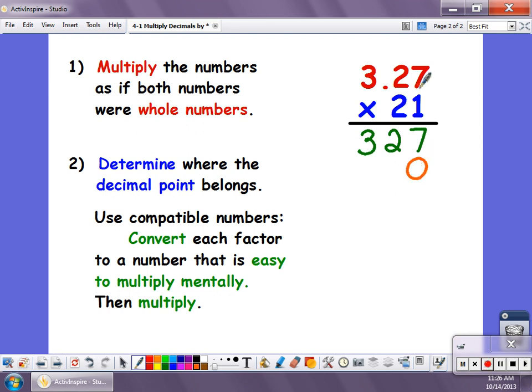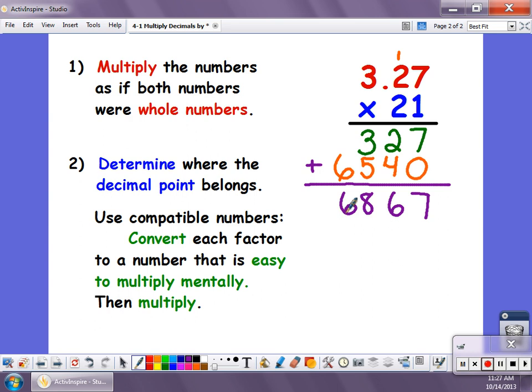Then we can just multiply it as if it was a 2. So 2 times 7 is 14. 2 times 2 is 4, plus 1 is 5. And 2 times 3 is 6. The last thing I want to do to find the answer to this problem before I put my decimal in place is to add these two numbers together. 7 plus 0 is 7. 2 plus 4 is 6. 3 plus 5 is 8. And then 6 comes down because there's nothing to add to it.